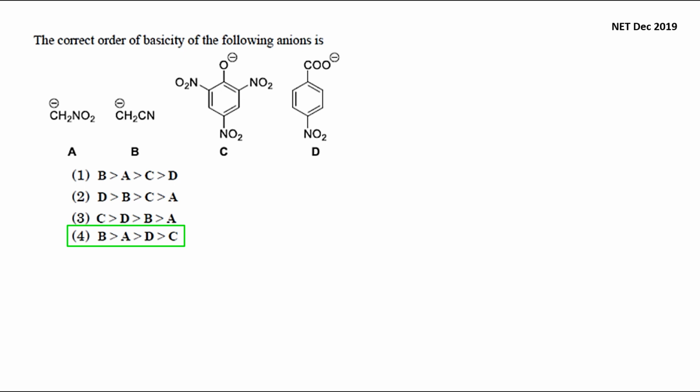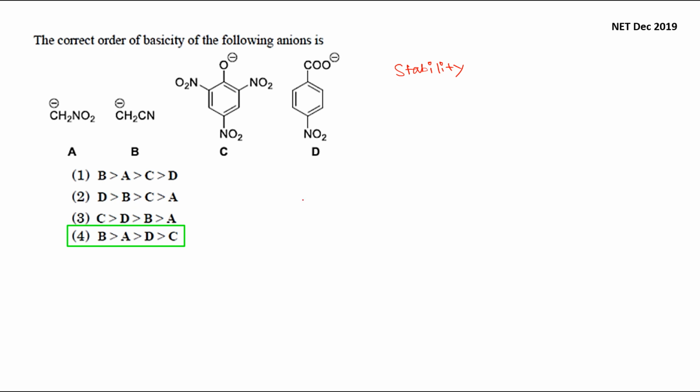Correct order of basicity of the following anions. Now if we want to understand basicity, first we will see what is the stability order for these anions. So if we know which species is maximum stable, actually that species will be minimum basic. Because high basicity means what? It is very reactive. It is searching for a H plus. And if it is stable, obviously it is not searching for H plus, right? So if we know the stability order, the reverse will be the basicity.